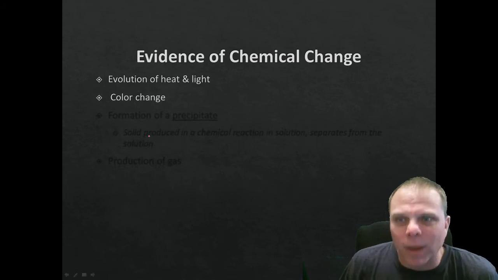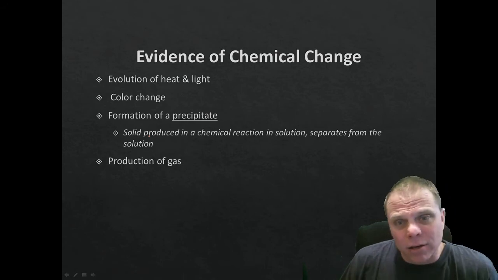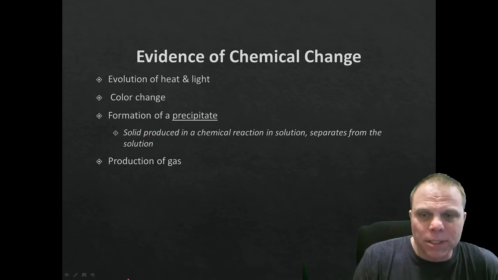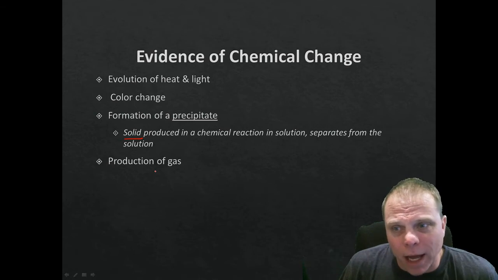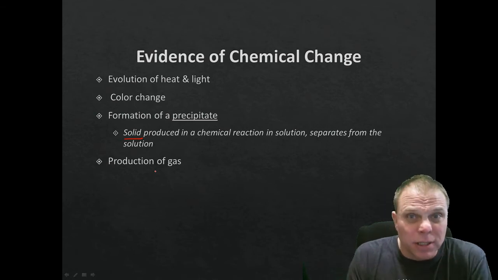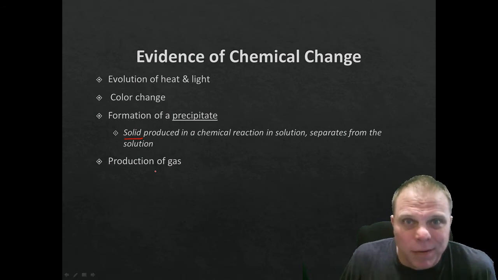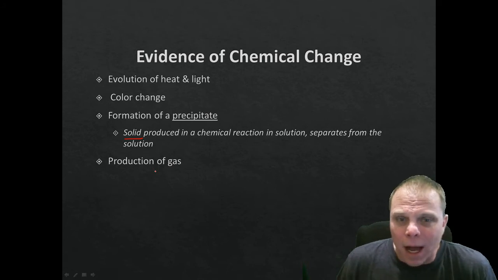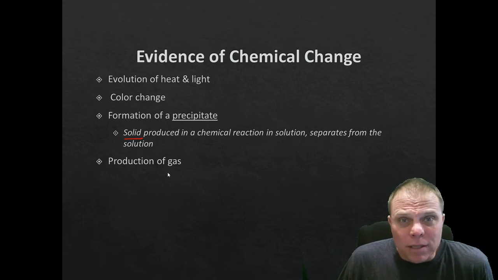What kind of evidences do we have for chemical change? Well, heat and light can be emitted. The color can change, sometimes drastically. Formation of a precipitate. Now, a precipitate is a solid, okay, that is produced in a chemical reaction. Basically, if you take two clear solutions, you put them together, and all of a sudden this cloudy substance occurs. It's going to be a solid. If you evaporate out all the water, it's going to be left with this solid that's there. And that is going to be one of the evidences. And you also have production of gas being one of the evidences of a chemical change.